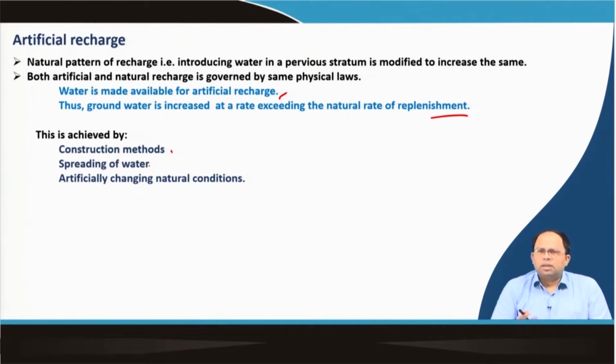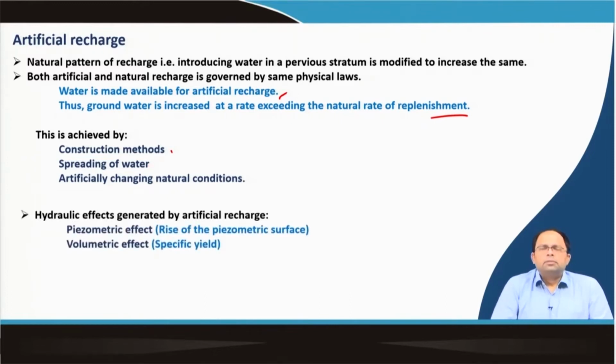And that actually gives a larger surface for the water to percolate. The third is artificially changing natural conditions, like we create pumping troughs, or we create these groundwater ridges. So this is like using pumping and all. We change the flow of groundwater in the aquifer, and that actually helps in prevention of maybe intrusion, or maybe it will connect multiple aquifers and bring groundwater from one aquifer to another.